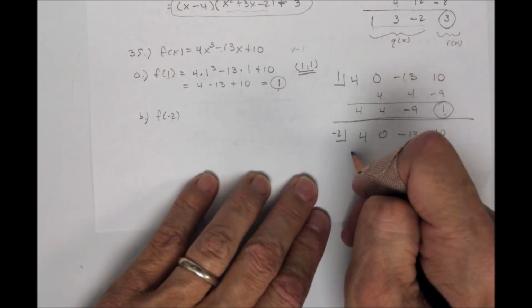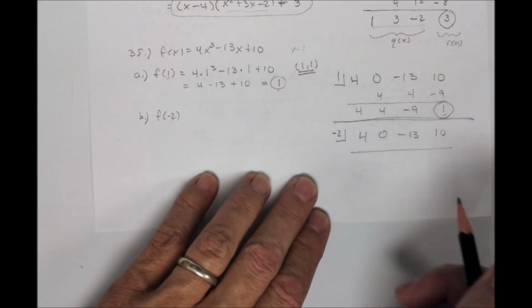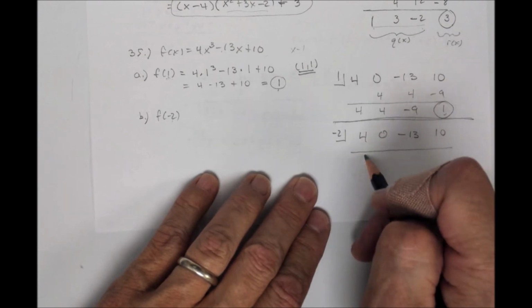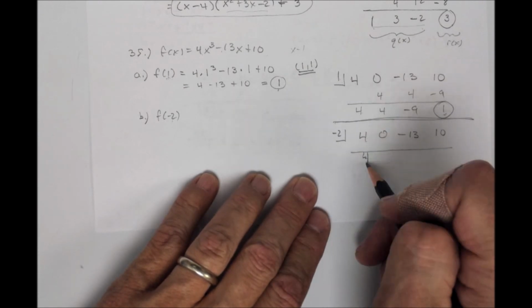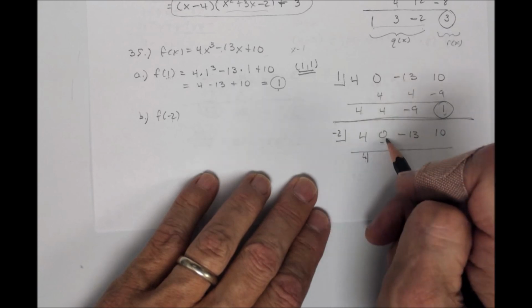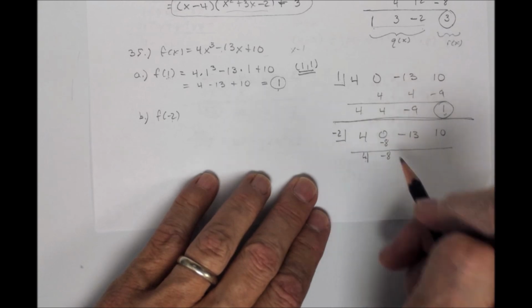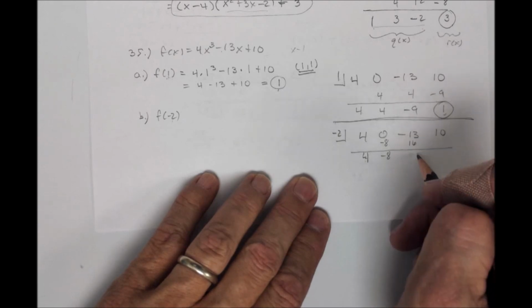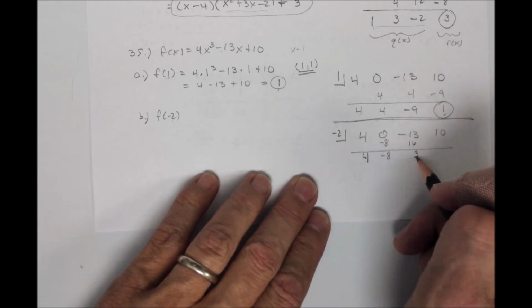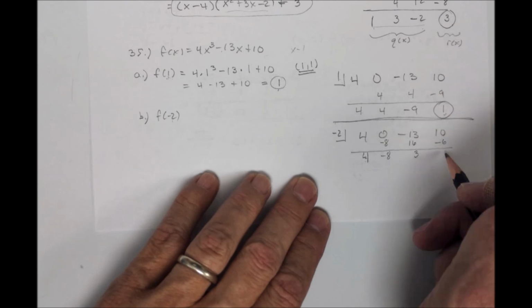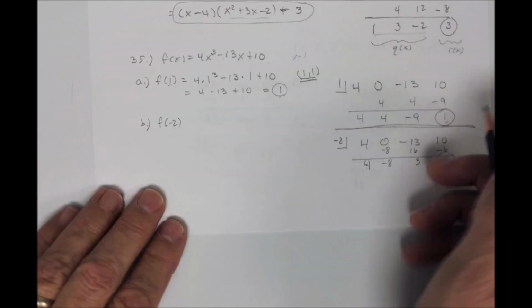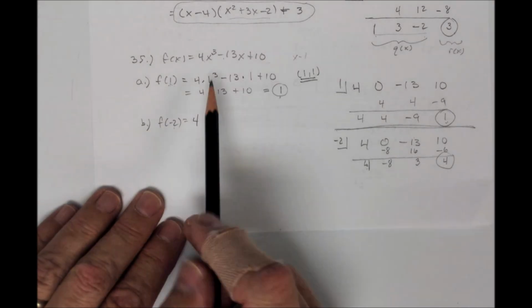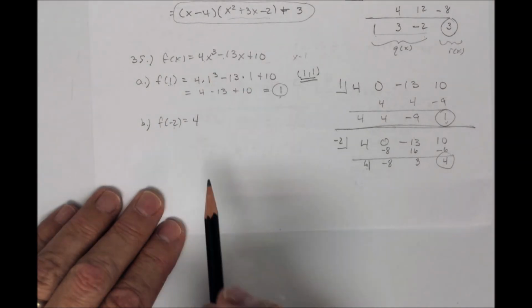And I'll make less of a space there so I can squeeze a couple more bits in here. So I bring the 4 down. Always the first number comes down, then I multiply, that's negative 8, then I add. 0, negative 8 is negative 8, then I multiply, that's positive 16, then I add, that's a 3. Then I multiply, that's a negative 6, and then I add, and that's a 4, and that is my answer. I'm telling you that when you plug negative 2 into this function, you're going to get positive 4.